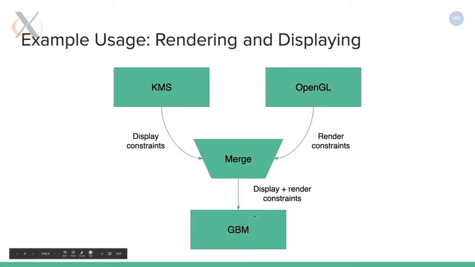Yeah, so here's an example of how that would work in practice. If you're, for instance, a compositor and want to render to a buffer and afterwards display it on screen, you could query display constraints from KMS and then render constraints from OpenGL. Then you can take both of these constraint sets and merge them together, and you obtain a constraint set that is suitable for both. And you can, for instance, pass the merged constraint set to GBM to allocate a suitable buffer.